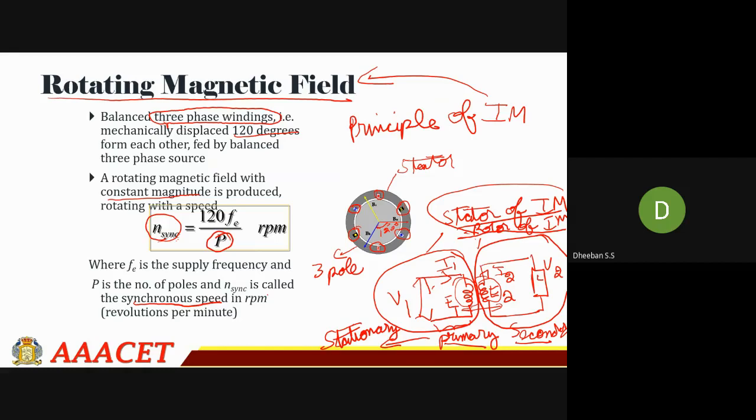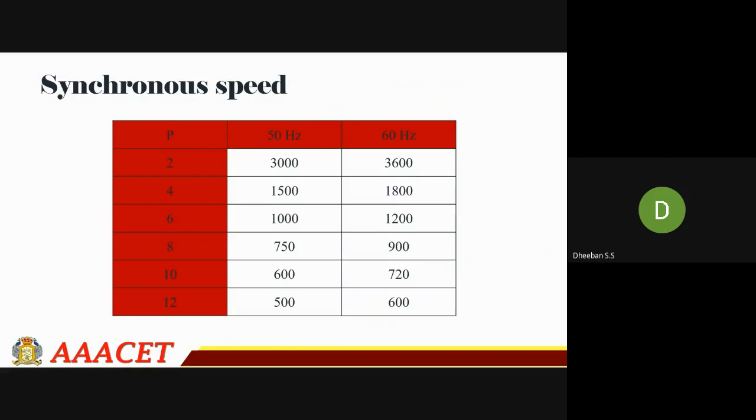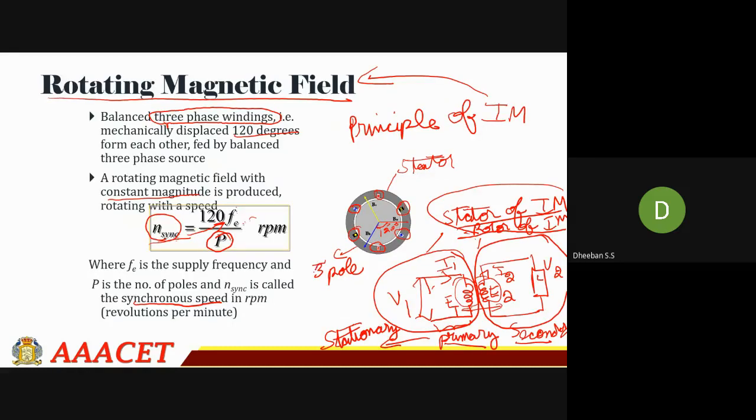As I said in the previous introduction lecture, your synchronous speed will be purely depending upon the frequency. Here you can infer that synchronous speed is as per your frequency and your number of poles. Sorry, here the number of poles is 6, because you have to take the total number, not the pole pairs: 1, 2, 3, 4, 5, 6.